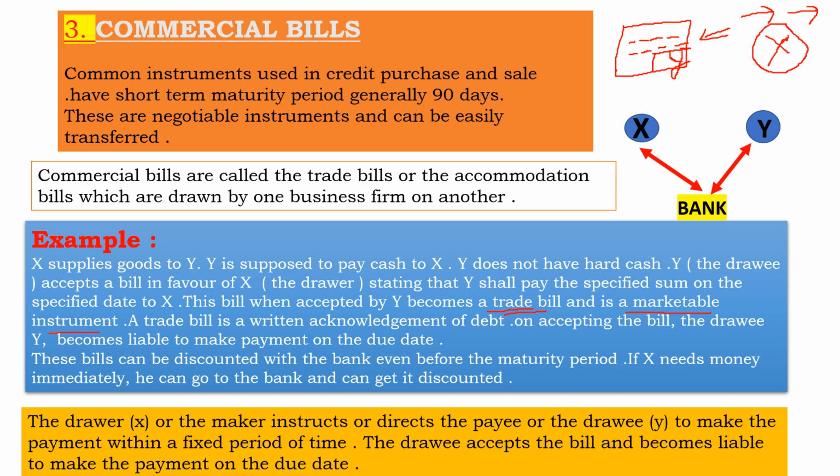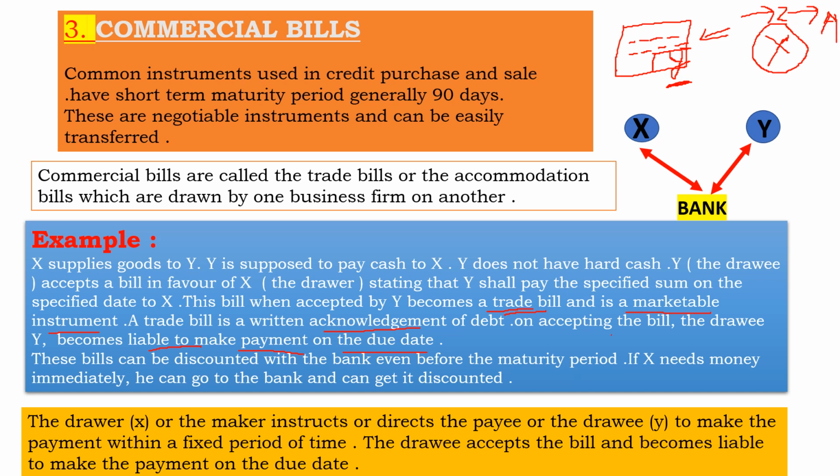A trade bill is a written acknowledgement of debt. Who acknowledged it in this case? Y acknowledged it. Y wrote that I have to pay. So it is Y's written acknowledgement of debt. And accepting the bill means Y will sign it. The drawee Y becomes liable to make the payment on the due date. If the bill is with X on the due date, Y will pay it to X. If X has transferred it to say Z, A, B, to whomsoever, then Y will pay it to the person who has it.